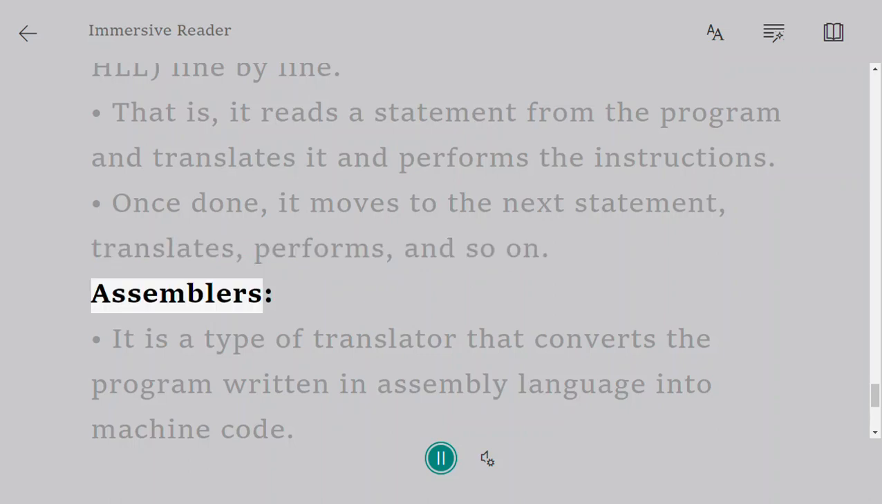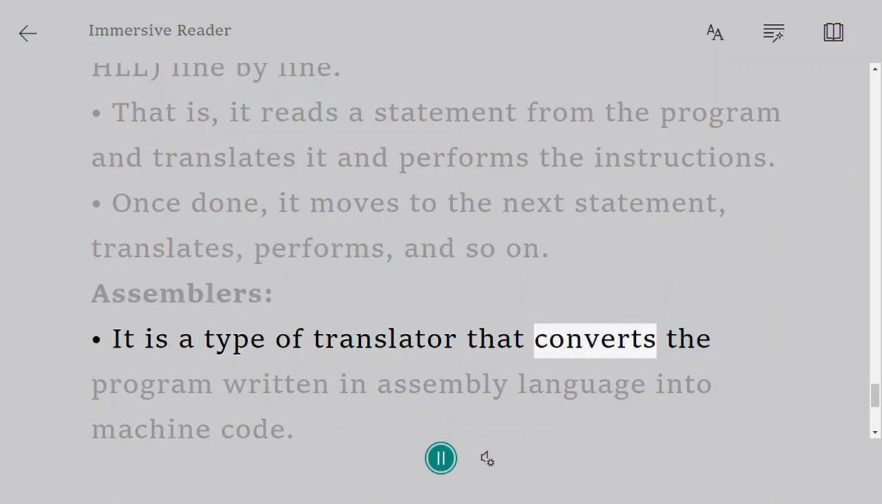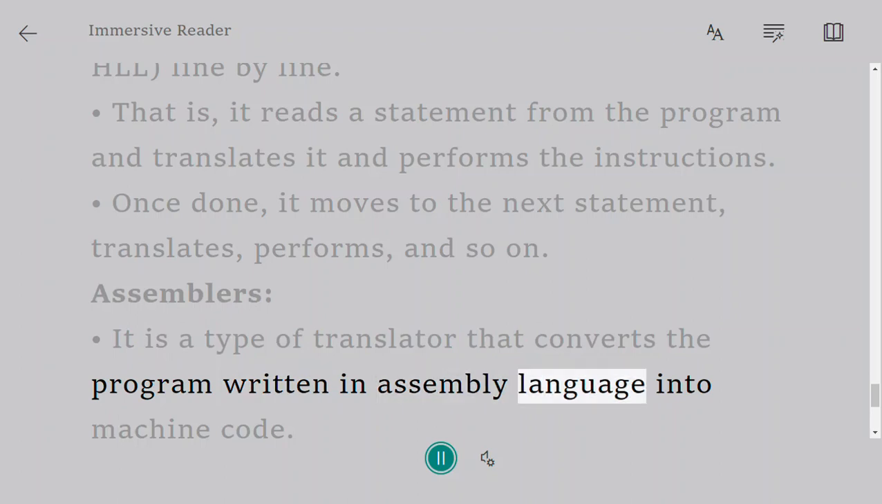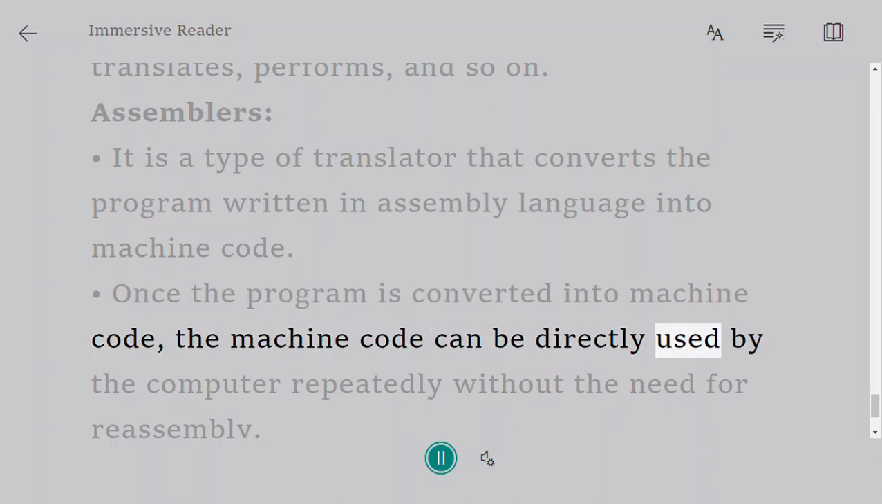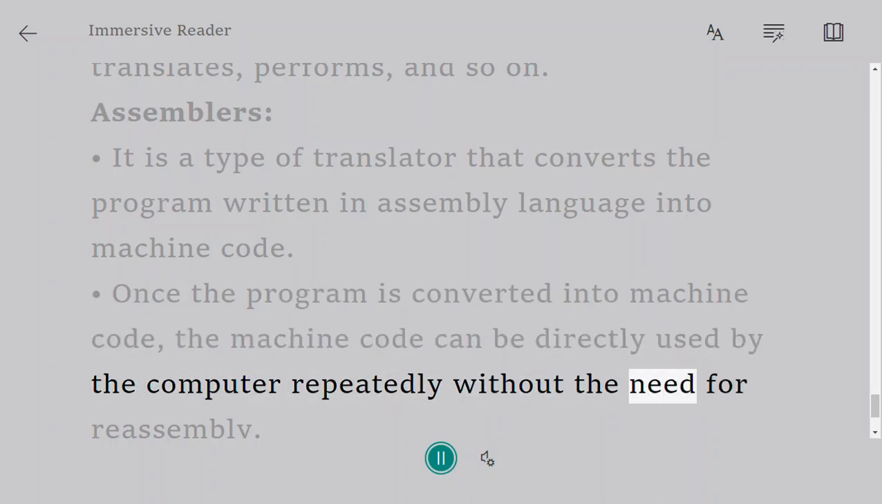Assemblers. It is a type of translator that converts the program written in assembly language into machine code. Once the program is converted into machine code, the machine code can be directly used by the computer repeatedly without the need for reassembly.